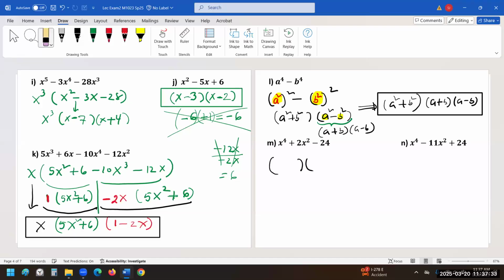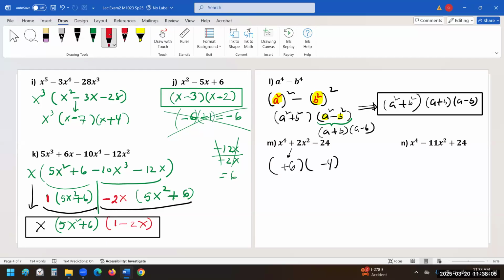The next one is fourth power, but this time it's a trinomial. So we look for two numbers multiplied to 24 and combined to 2. Which two numbers multiply to 24 and combine to 2? 6 and 4. Now decide their signs. Which one is positive, which one is negative? 6 has to be positive because of the middle sign. That means 4 has to be negative.